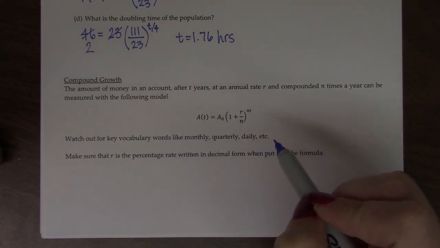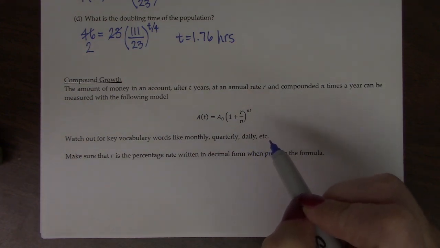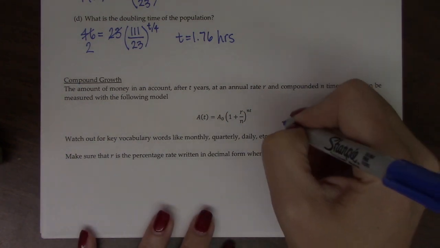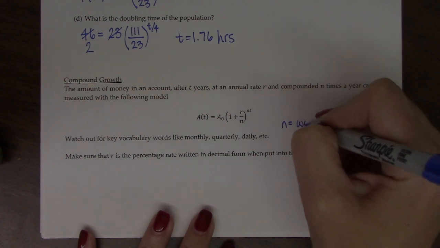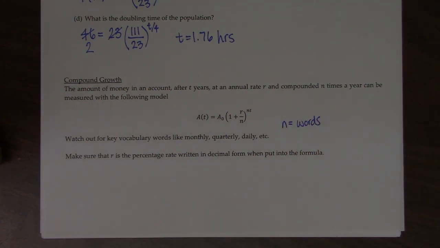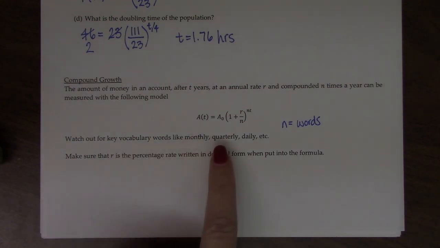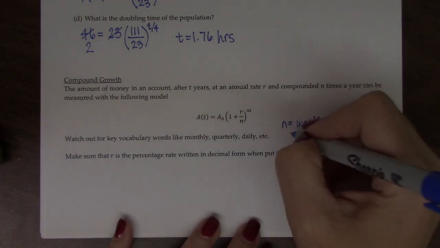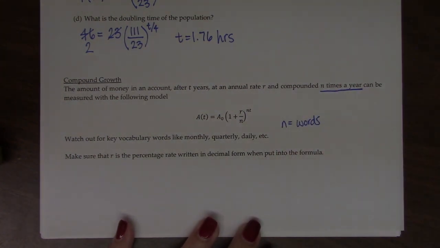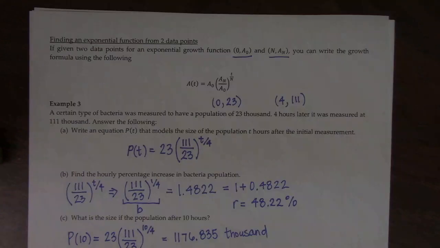We want to make sure that when you're reading problems, the way they describe n is they're not always going to give you numbers. N could be described in words, and you are expected to know how to translate those words into the appropriate number. So watch out for words like monthly, quarterly, daily. n is the number of times a year. Also, make sure that your percentage rate is still converted into decimal form before you start a problem.